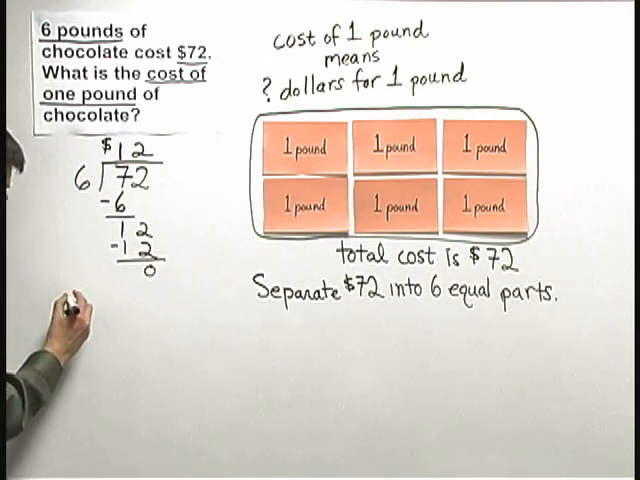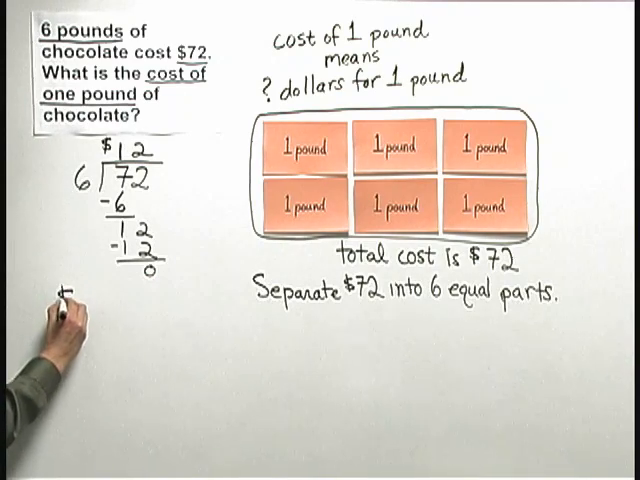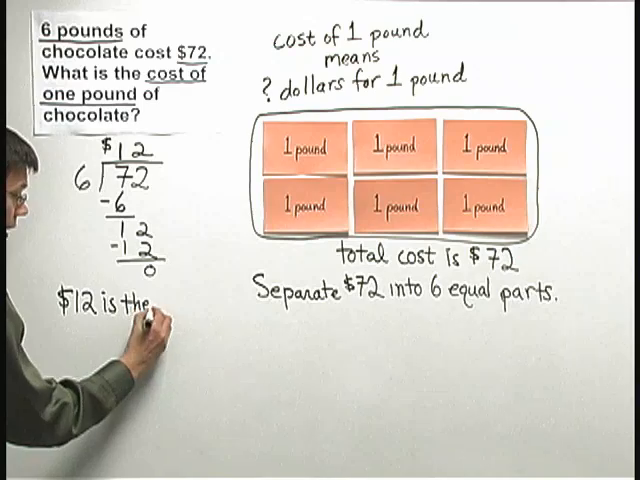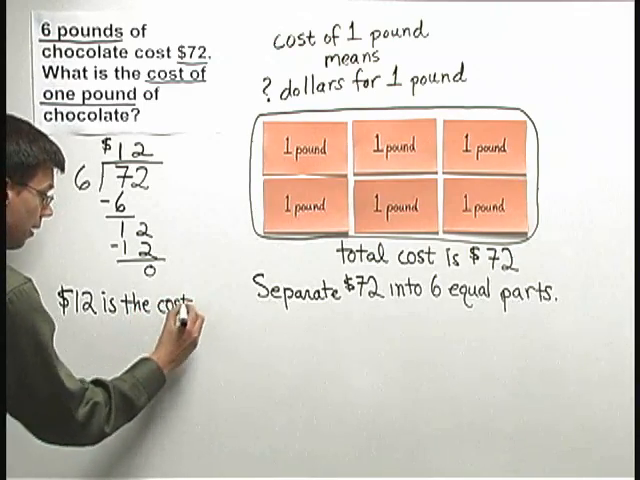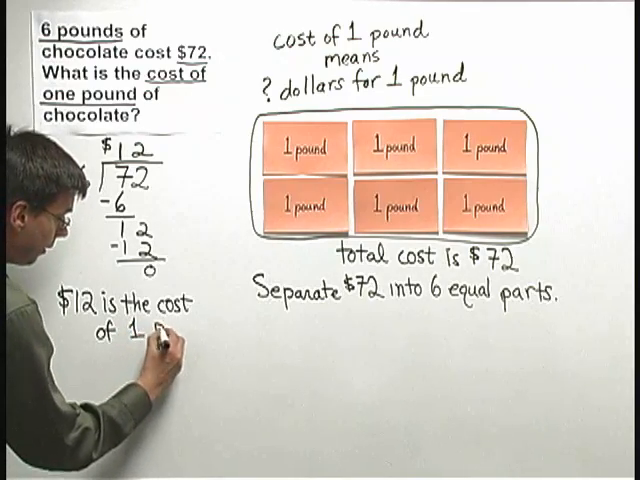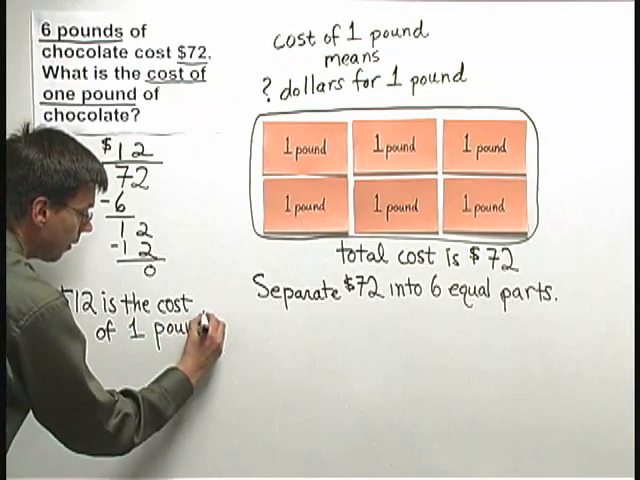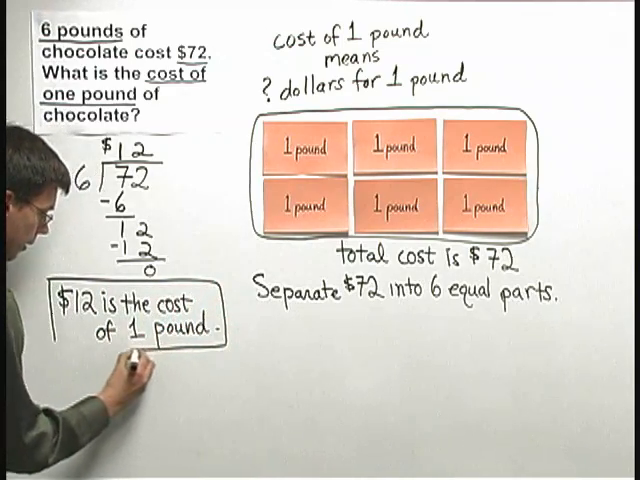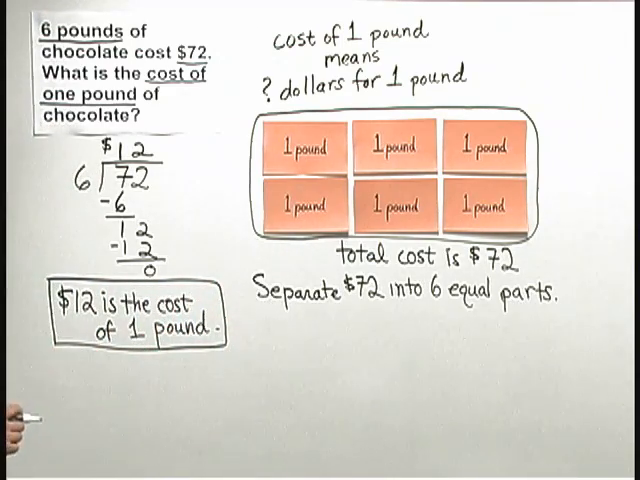So we can see that $12 is the cost of 1 pound of chocolate. And that's the answer to this problem. Now, I want to think about this answer a little bit further.